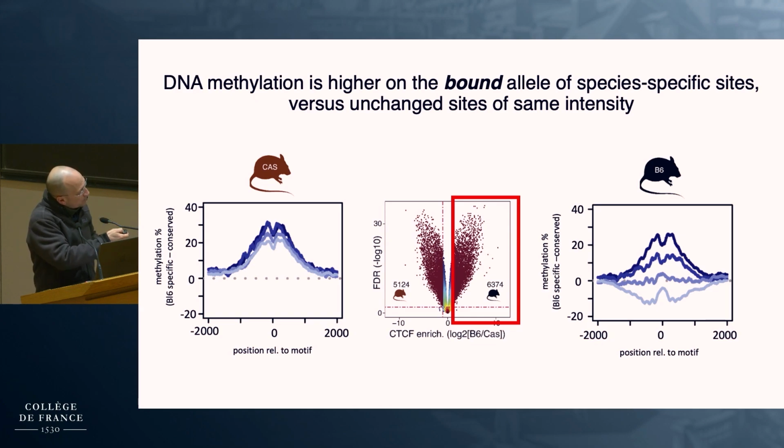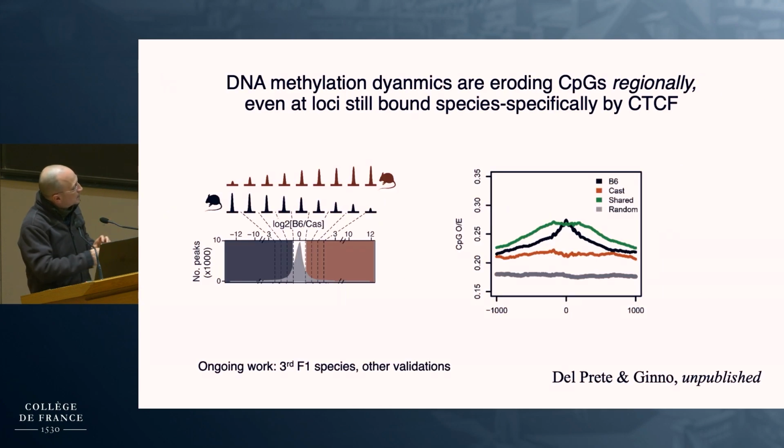In contrast with B6, you can see that it tracks with the level of binding. And this strongly suggests that these regions are preloaded to decay because they have a higher methylation rate, but the causality is very difficult to disambiguate. And we're currently trying to do that to some extent by using a third F1 species where we're going out to Spretus and trying to look at the same kind of evolution.